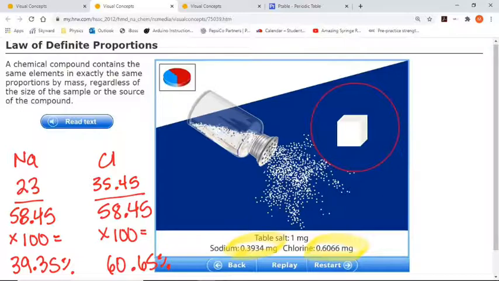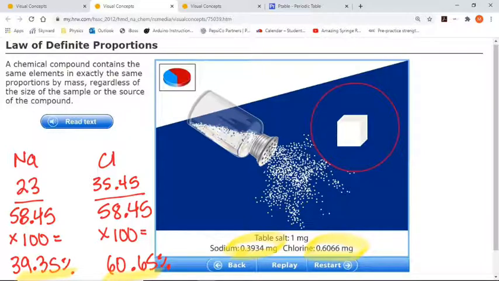And you know that I didn't use all the decimal places that were on the periodic table, but those values, that's how they get the percent by mass for a compound. So again, sodium chloride is a 1-to-1 ratio of atoms, but the masses of each of those atoms is different. So this is the law of definite proportions.